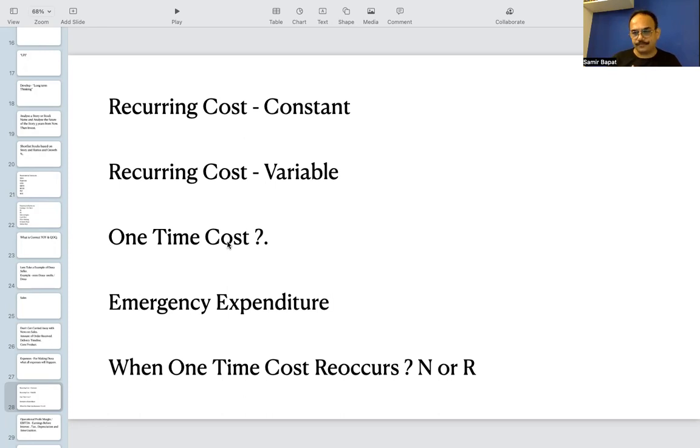And what can be a big one-time cost recurrence? What can be a one-time cost reoccurrence? Okay, I'll put it this way. More or less, you have answered. I'll put it this way.